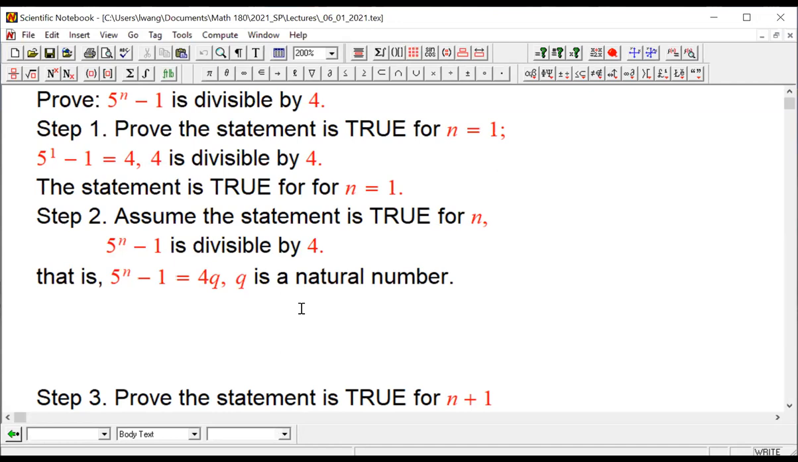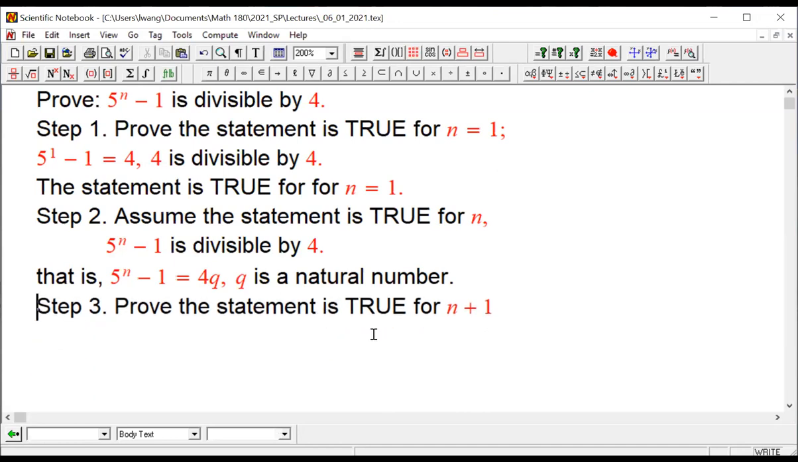So from this assumption, let's get to step number 3. What is to be proved? For the case of n plus 1, we are to prove that the expression is divisible by 4 as well.